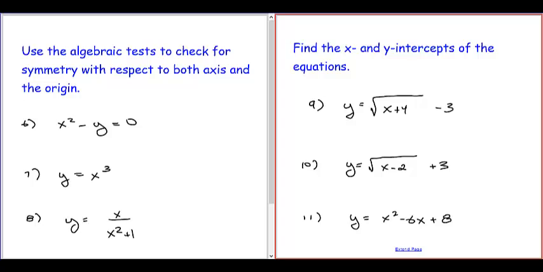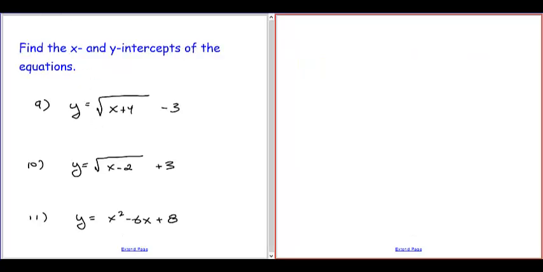Okay, so the last three problems. So problem number 9. Again, we're doing some more x and y intercepts. I've added these problems in because they're the ones that you'll most likely see on the test from this section. Okay, so problem number 9.